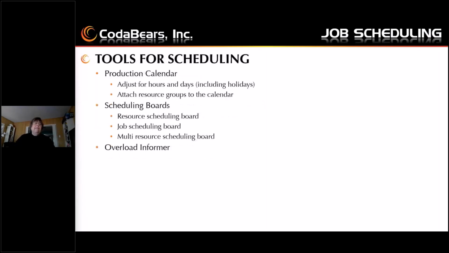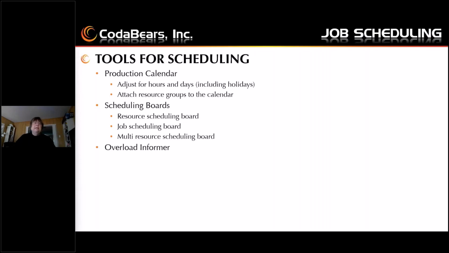So some of the tools that we have for scheduling, I will show you in a moment. We need to develop a production calendar. You could have multiple production calendars in your system based on the number of people that you have and the number of shifts that you have. You might have some resources where you have a first and a second shift. You may have some resources where you have a first, second, and third shift. So you would want to make sure that you have a production calendar for each one of those.